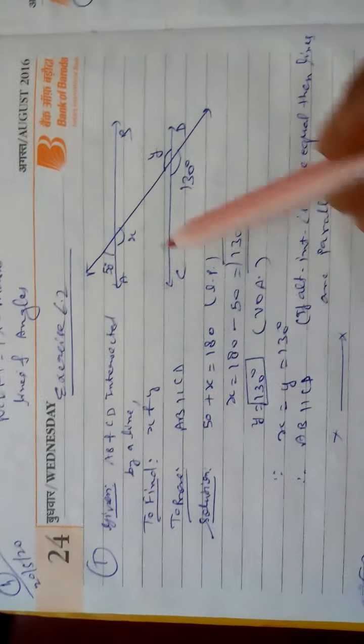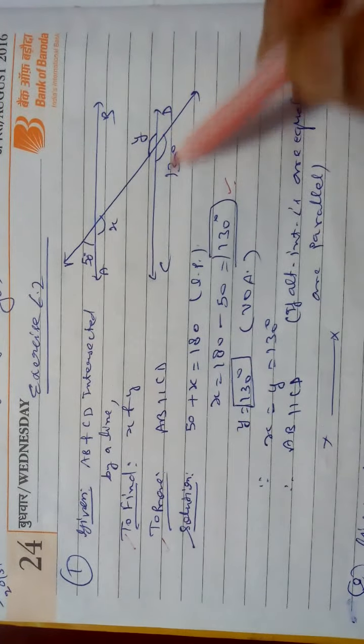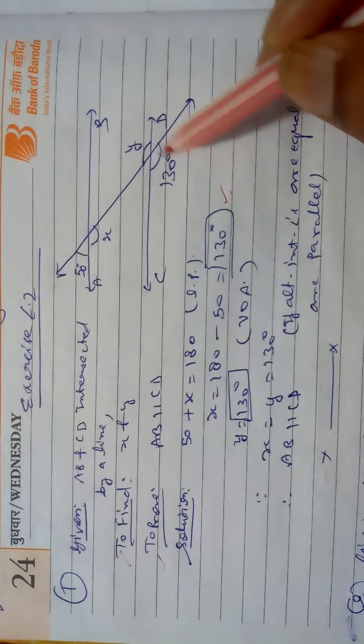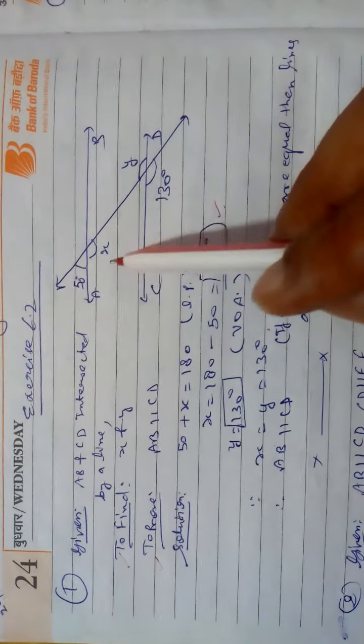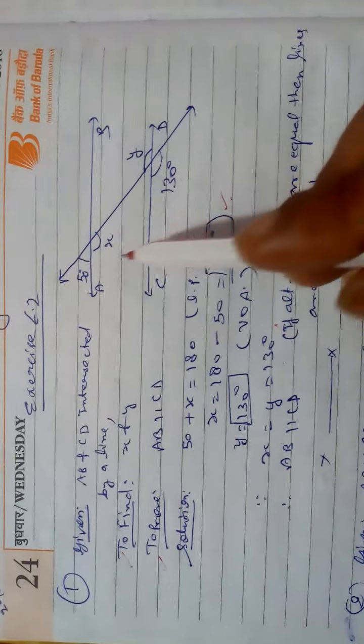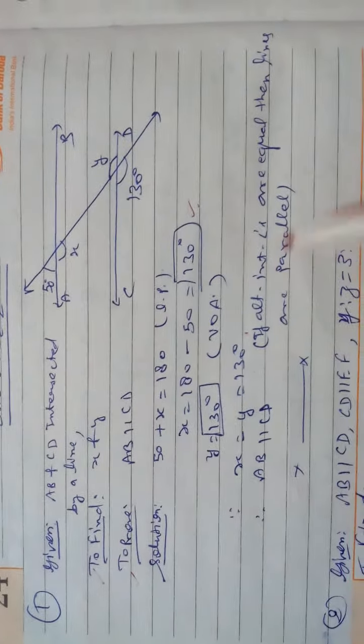Because of the line, this 50 plus x makes a linear pair, and then x is equal to 130 degrees. Y is a vertically opposite angle, because when two lines intersect, the pairs of vertically opposite angles are formed. Y equals 130. So x equals y equals 130. But x and y form a pair of alternate interior angles. So if a pair of alternate interior angles are equal, then the lines are parallel. It is the converse theorem. So AB is parallel to CD. First you get the values and then the parallel.